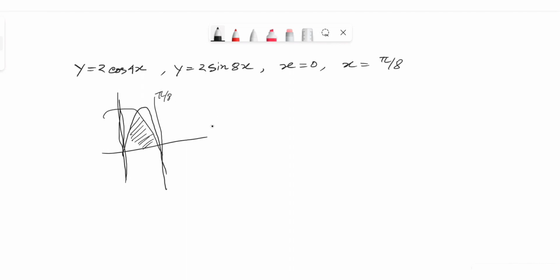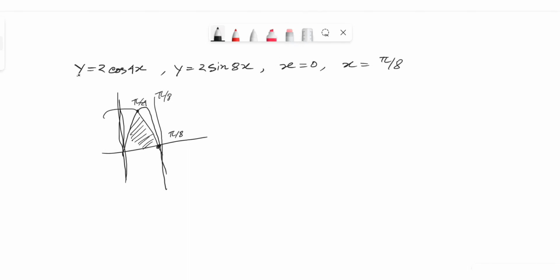How are we going to find this region? We can simply see the intersection point is here. This point will be pi by 24. This is the intersection point, and this is 0, and this point will be pi by 8. So we need to find the area of this enclosure.